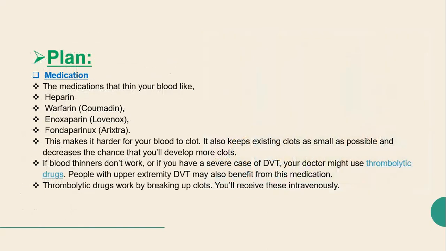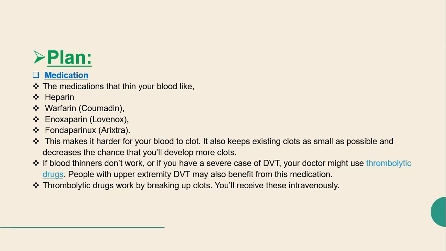Now, the plan for the treatment of deep vein thrombosis, on the basis of our assessment, as we have discussed in the previous slides, includes the following medications. The medications that thin your blood, like heparin, warfarin, enoxaparin, fondaparinux, with the brand names as I have mentioned in the brackets, Coumadin, Lovenox, etc. These all are the anticoagulant drugs which make it harder for your blood to clot. It also keeps existing clots as small as possible and decreases the chance that you will develop more clots.